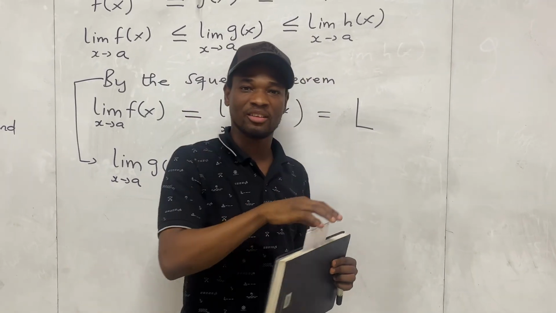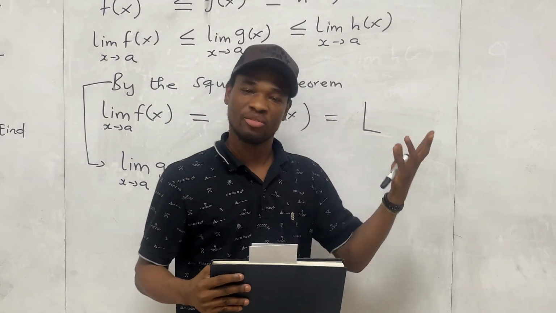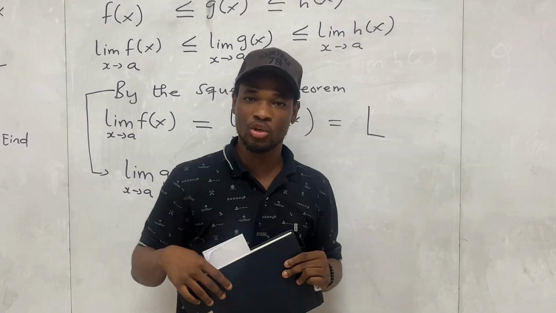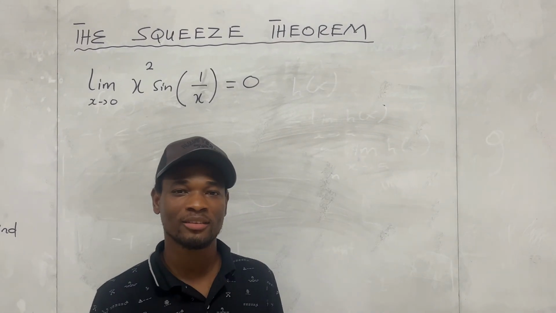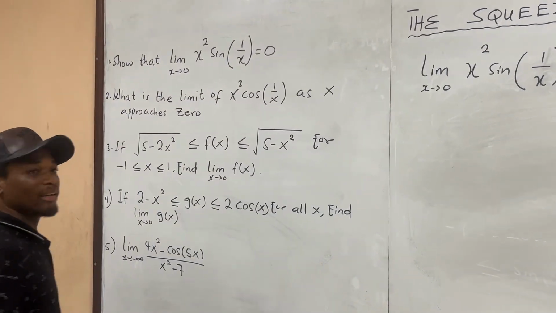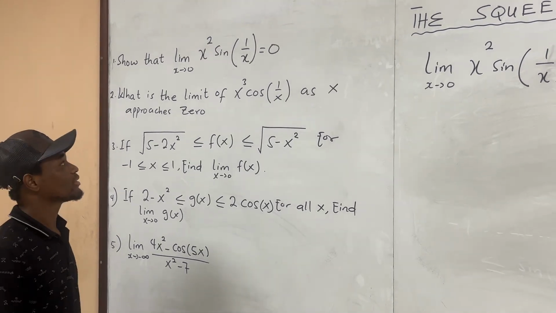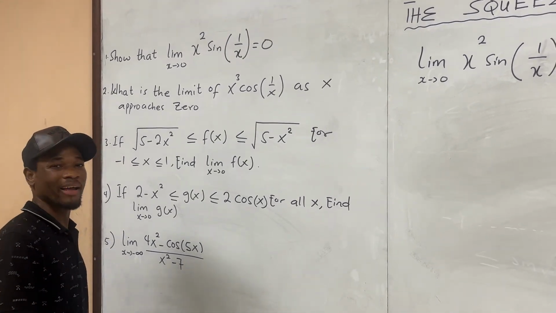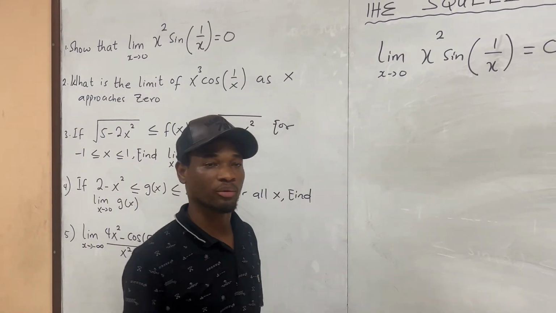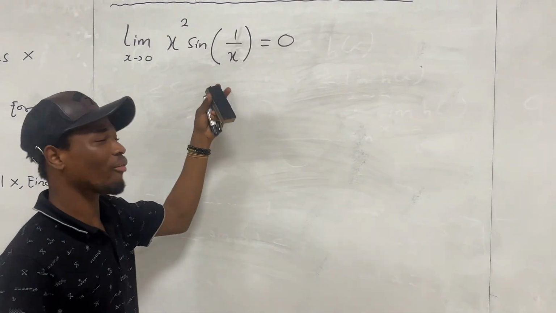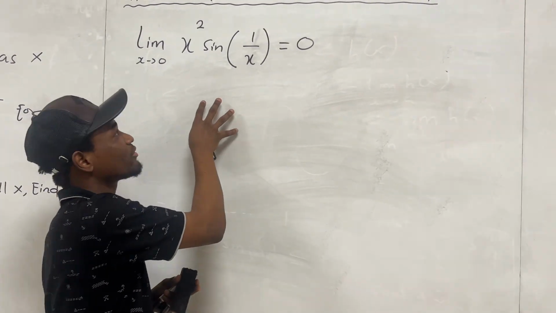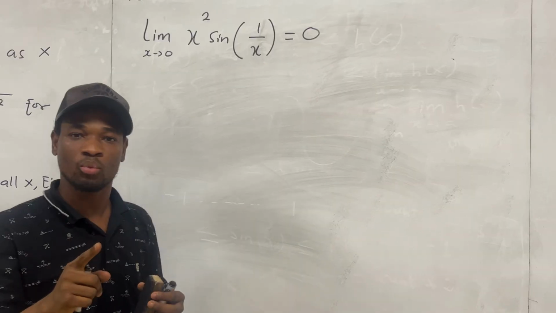Let's use this to apply for some questions, so that we can appreciate the squeeze theorem. Viewers, let's consider the question: show that the limit of x squared multiplying sine 1 over x as x approaches 0 is equal to 0. This is an example of an oscillatory function, right? Good. Before we attempt this question, this is what we must know.